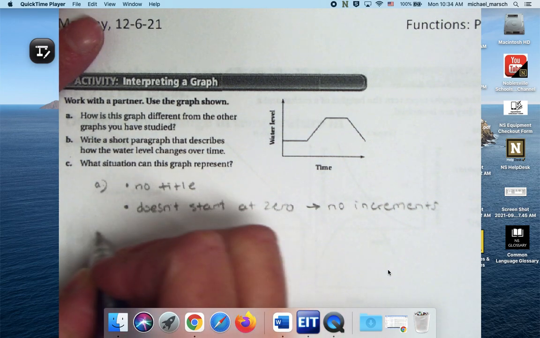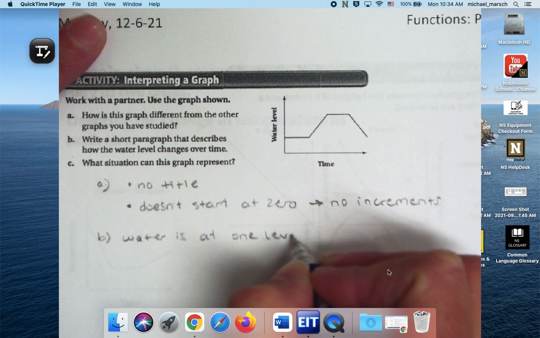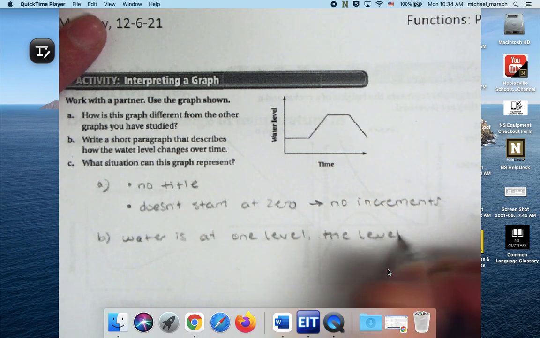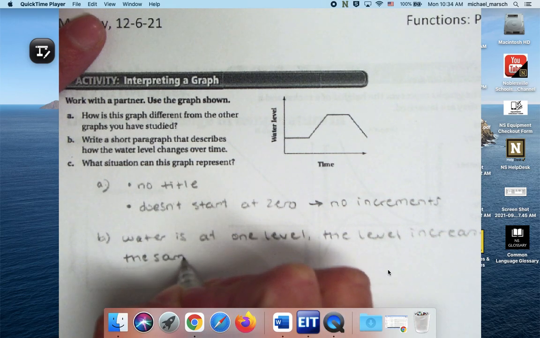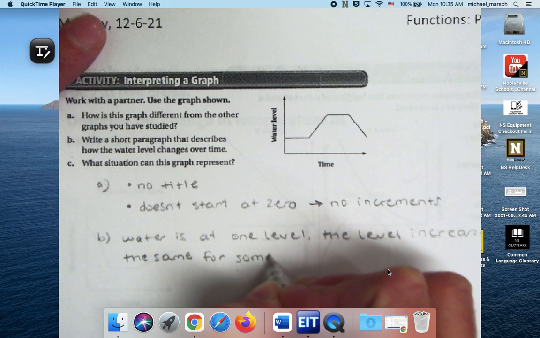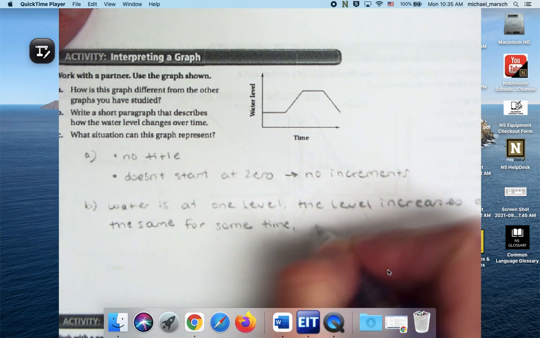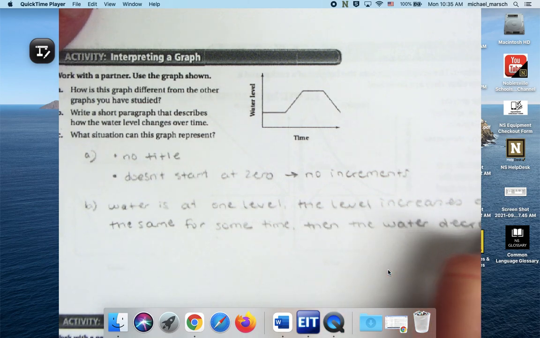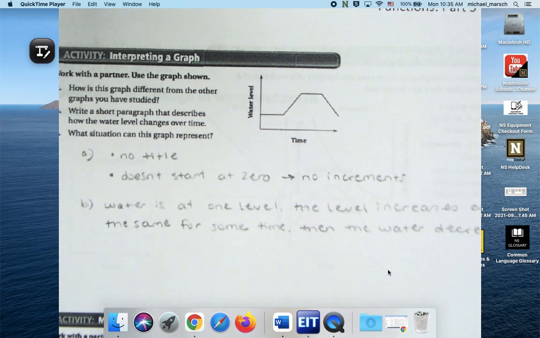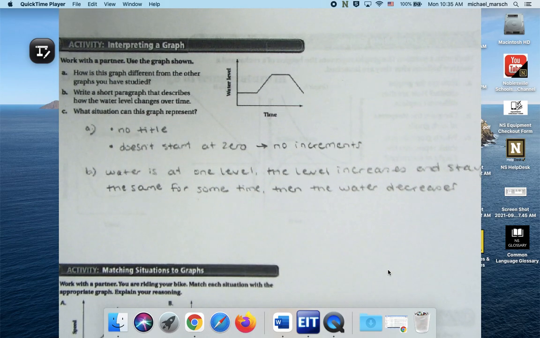Okay, so part B is just what I said. So water is at 1 level. The level increases and stays the same for some time. We can't say minutes or seconds or hours. We don't know. Then the water decreases. So we've got increases, decreases, same level, all those fun things happening in this one little graph that we're not even really sure what's happening here.